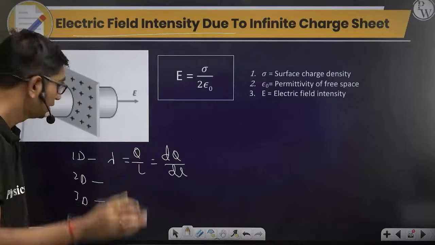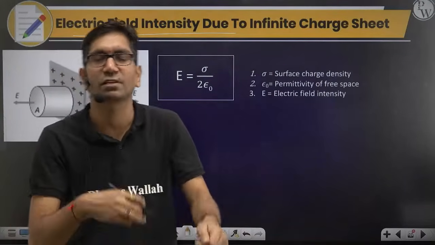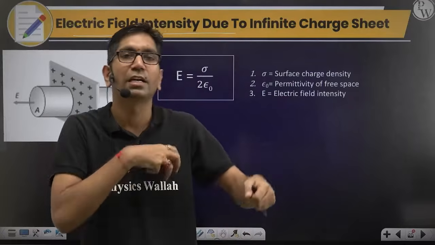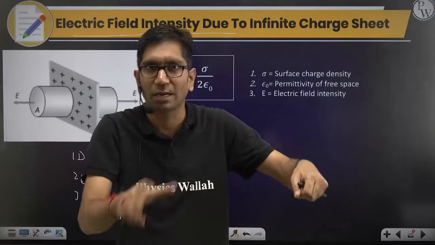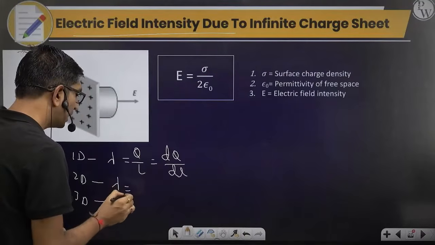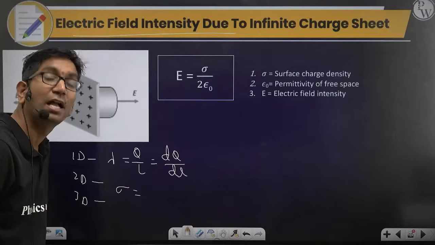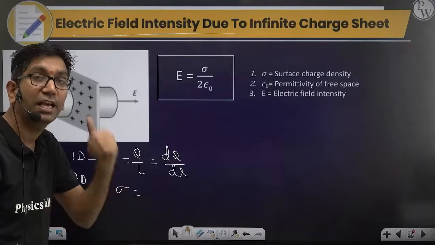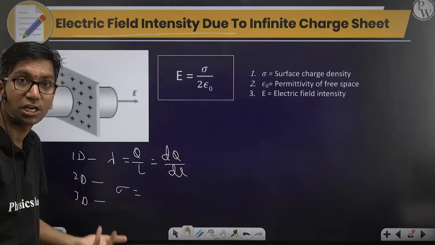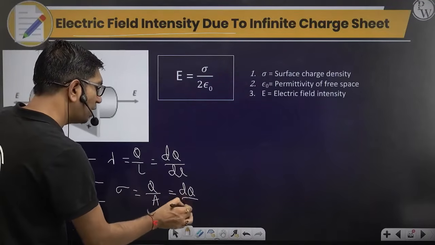Is it clear? For the 2 dimension, it is a paper. Take a paper and distribute a charge on it, completely up and down also. Here we indicate it by sigma, and this is called the areal charge density. Total charge by total area, small charge by small area.